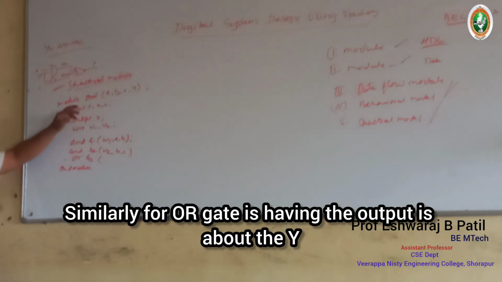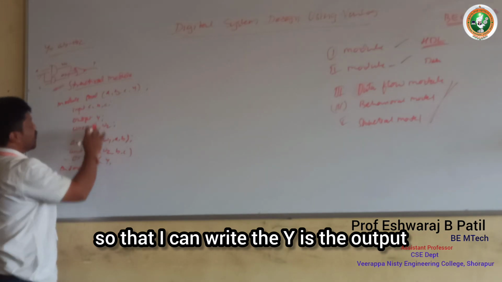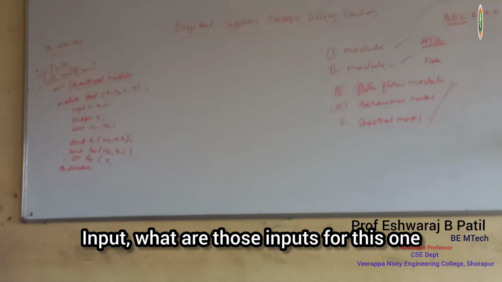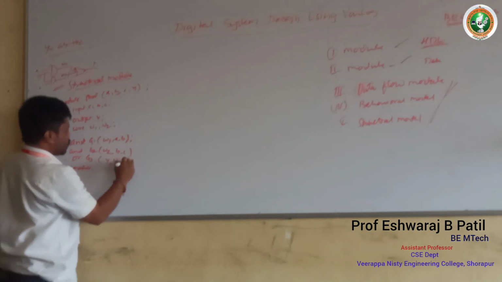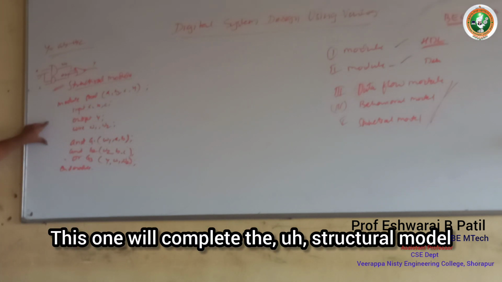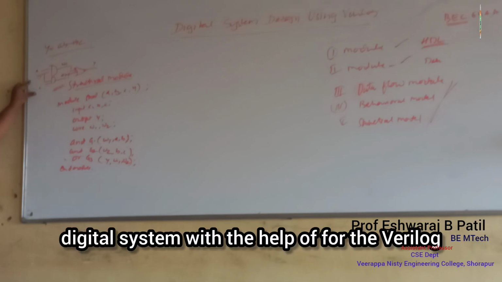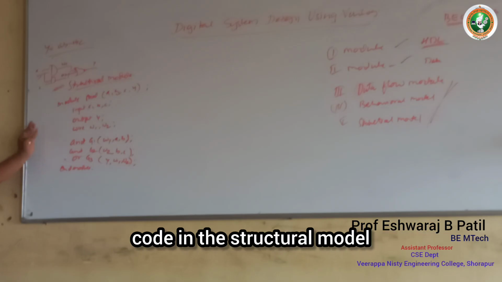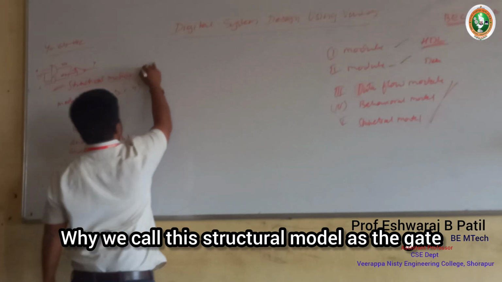Similarly, the OR gate has the output Y, so I can write Y as the output. What are the inputs for this one? W1, W2. Like this, I can write the program. This completes the structural model: implementing this complete digital system with the help of Verilog code in the structural model. In the structural model, that means gate level design. Why do we call this structural model the gate level?